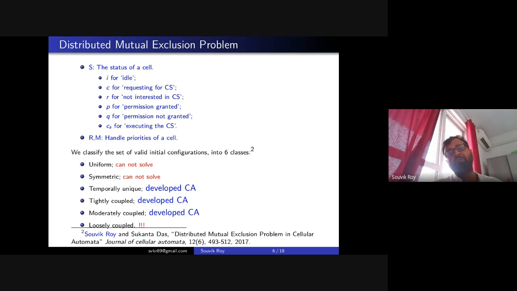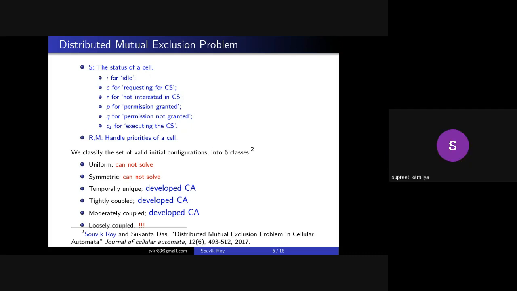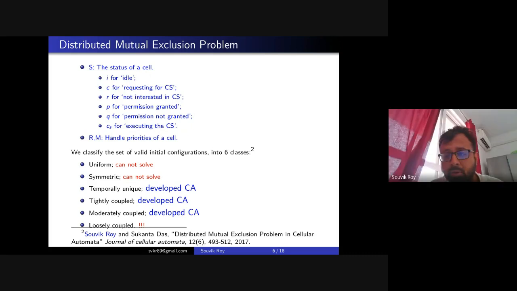So we differentiate all possible initial configurations in cellular automata into 6 categories. One is uniform, where everyone is asking for the critical section, and it is not possible to solve. One is symmetric, where the same thing is repeated again and again, and again it is not possible to break the symmetry.